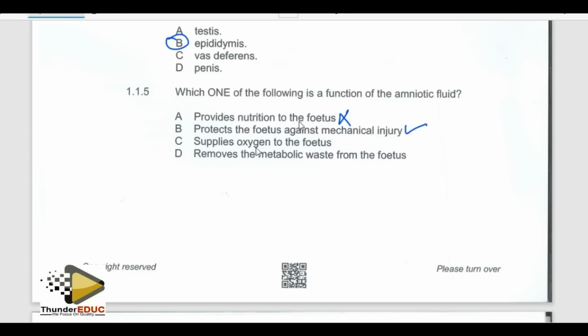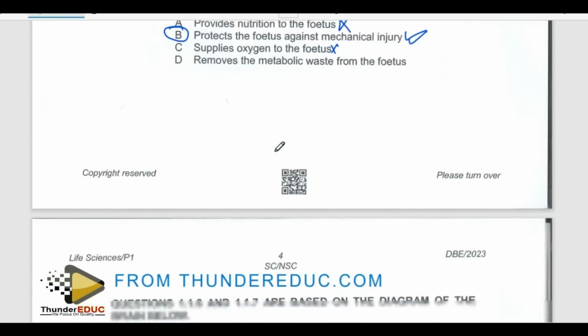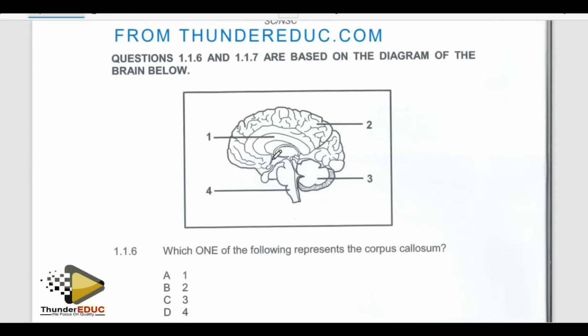This is correct. Let's see if there is a more correct answer. Supplies oxygen to the fetus. No. And then removes metabolic wastes from the fetus. No, that's not a function of amniotic fluid. So the actual answer is going to be B. So there you get 2 marks. I hope yes. So let's go to the next question.